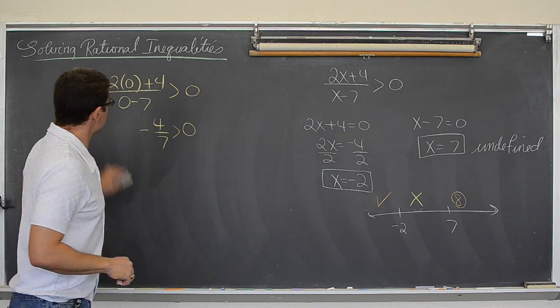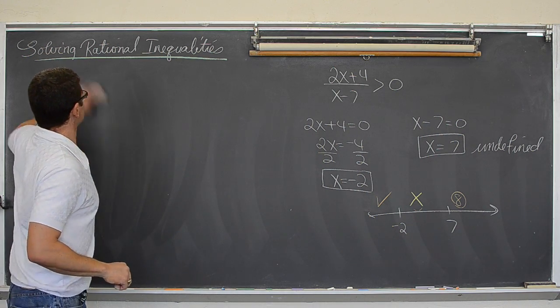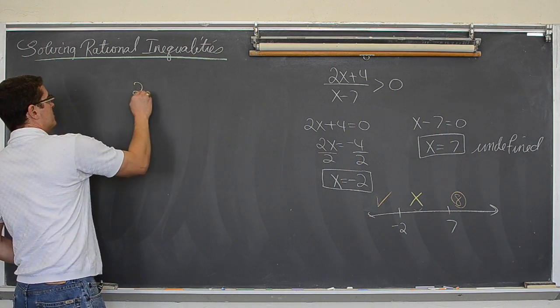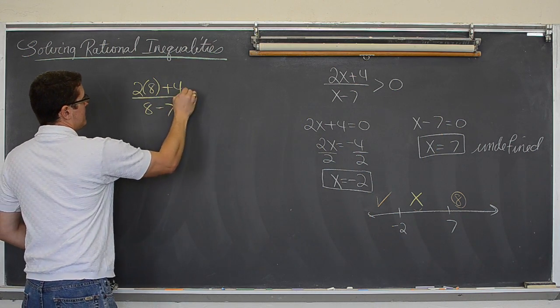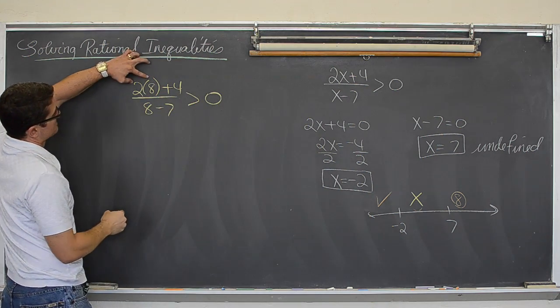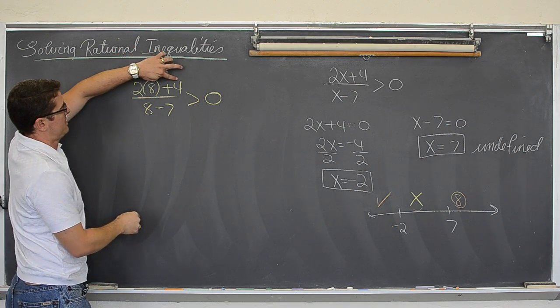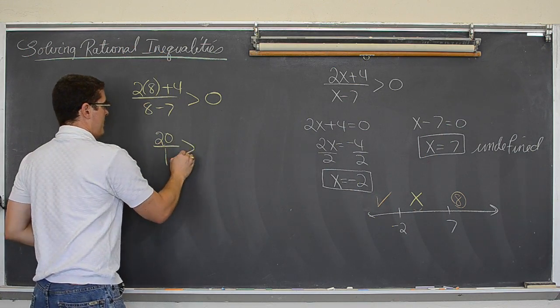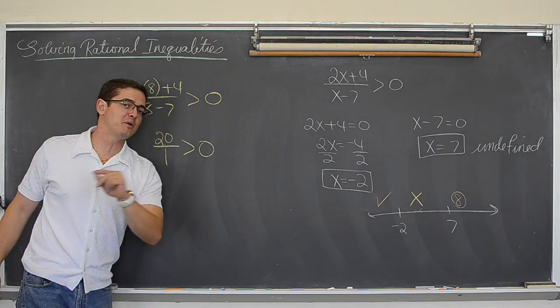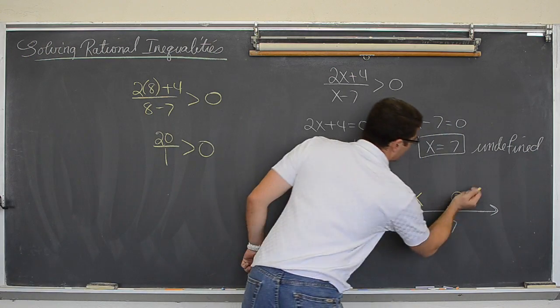And then finally the last one, at 8, 2 times 8 plus 4 over 8 minus 7, is that greater than 0? Well, that's positive, and this is positive. It's going to be 16 and 4 is 20 over 8 minus 7, which is 1. And the last time I checked, 20 was bigger than 0. So the last interval works.